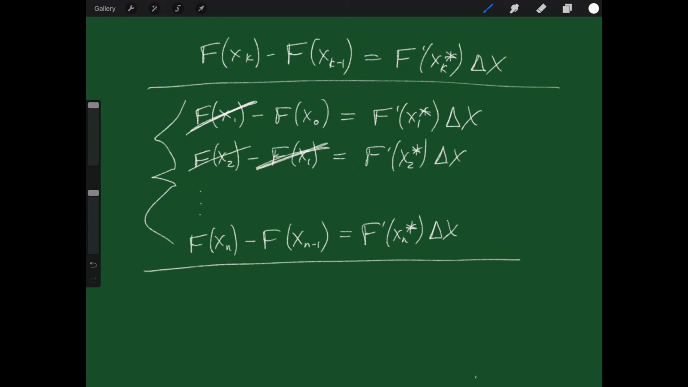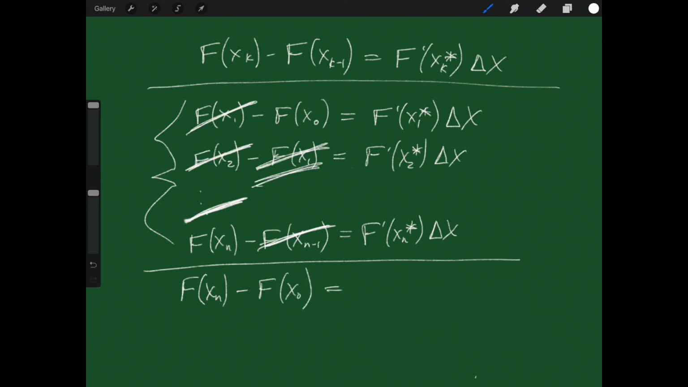Then I have an f of x sub 2, and a negative f of x sub 2 would be the next guy. And finally I'd get an f of x sub n minus 1 and a negative f of x sub n minus 1 if I added all n of these equations together. And what am I left with? I'm left with f of x sub n minus f of x sub 0.